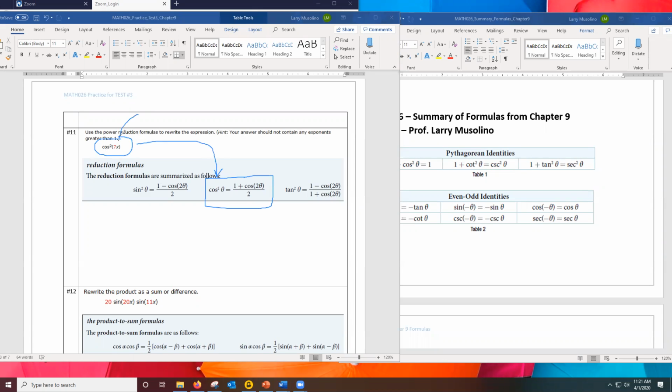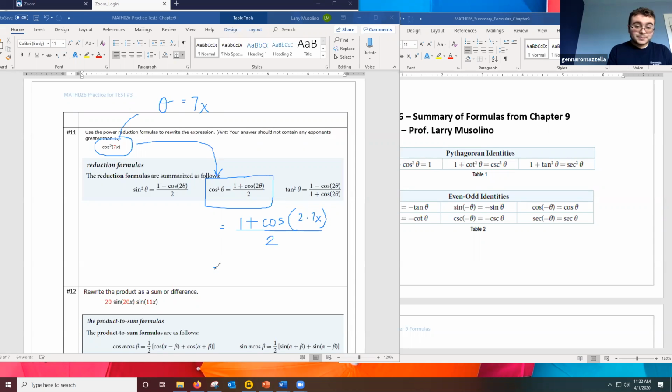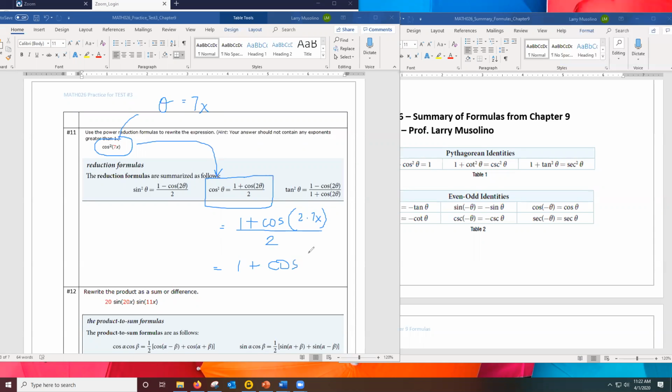All I have to do is recognize that in my example, theta is matching up to 7x. So I'm going to rewrite this as 1 plus cosine 2 theta, but my theta was 7x, and this is all over a denominator of 2. So that's the answer. I could just clean it up because inside the parentheses, 2 times 7x is 14x, all over 2. So this should be the final answer for this one.